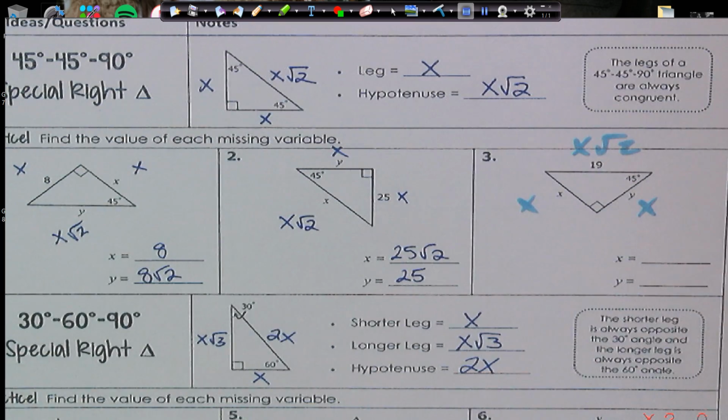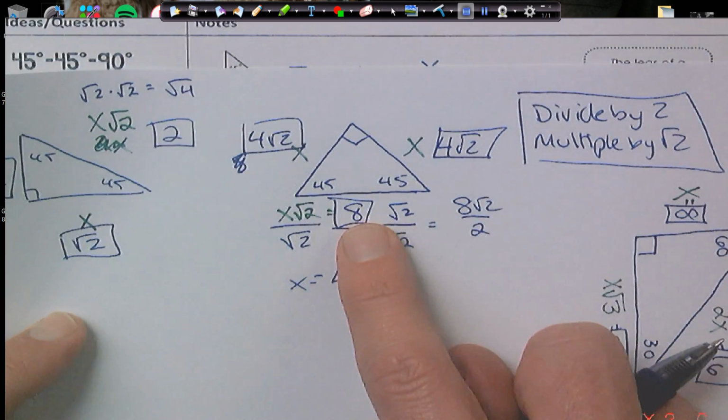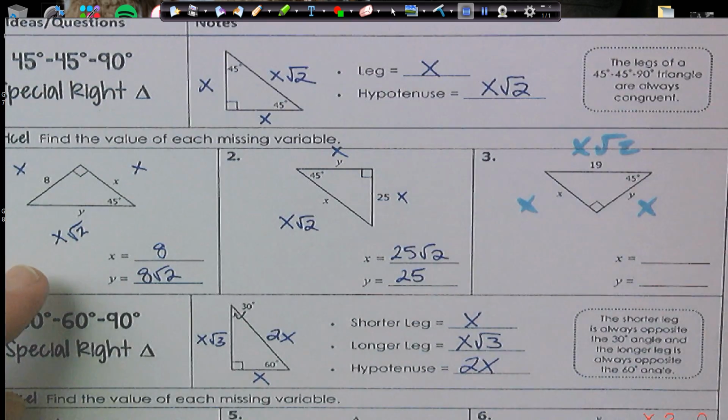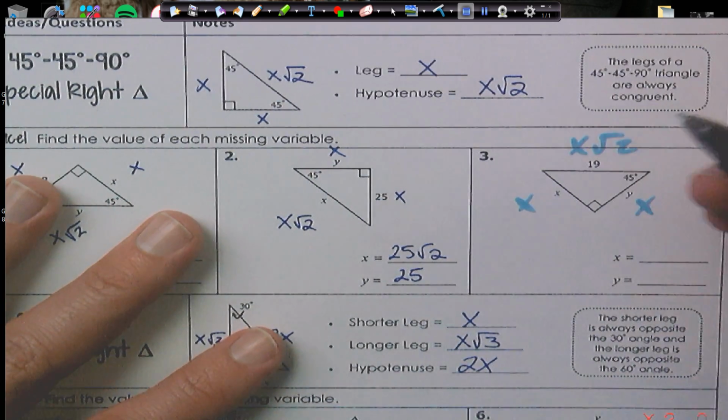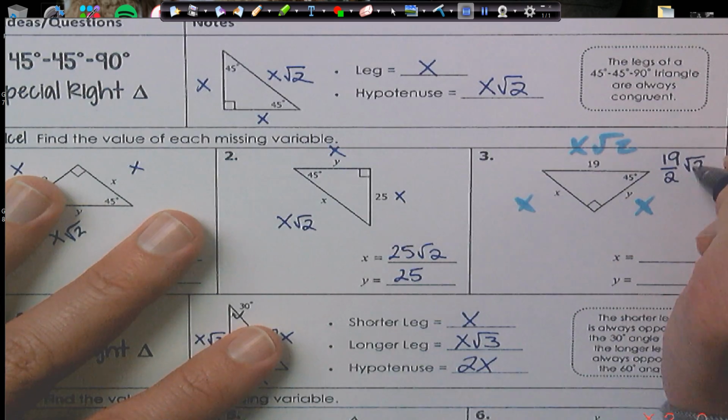Alright, here's our first one that gets kind of tricky. 19 rad 2, x equals 19. And we actually in class came up with a little shortcut for this. And our shortcut was this. If we have a whole number in that x rad 2 position, we can divide by 2 and then multiply by rad 2. So what that would look like would be 19 divided by 2 multiplied by rad 2.